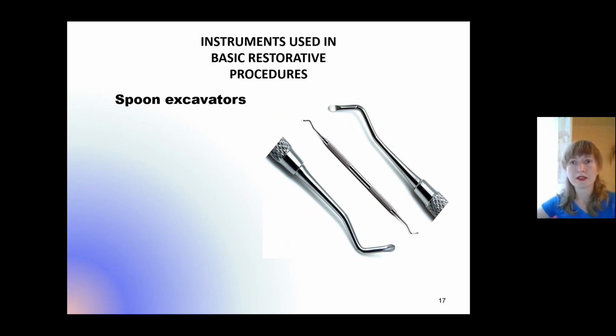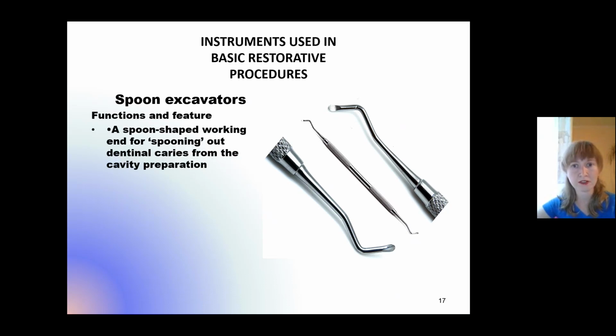Another set of instruments that is used for basic restorative procedures, and the first one is the spoon excavator. Pay attention to the working end of this instrument. It has a working end in the form of a small spoon. This spoon is sharp enough to cut necrotic, decayed dentine from the caries cavity.